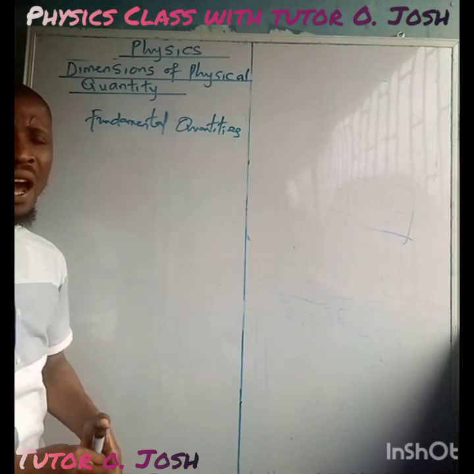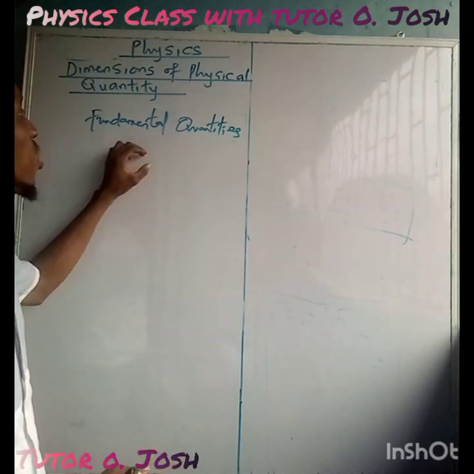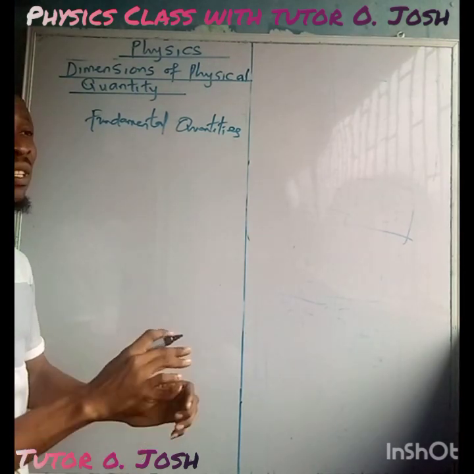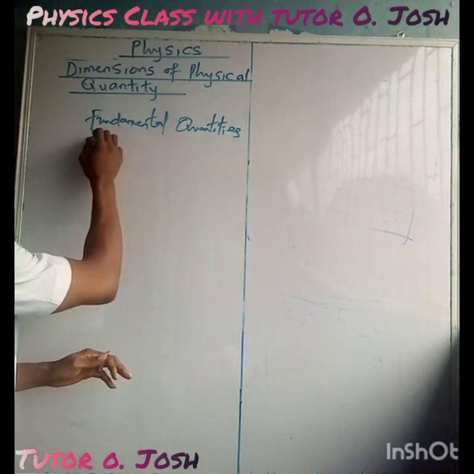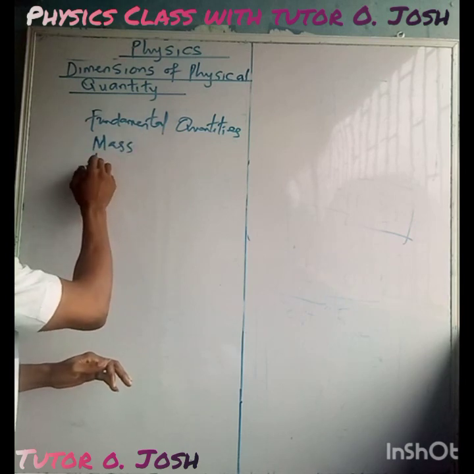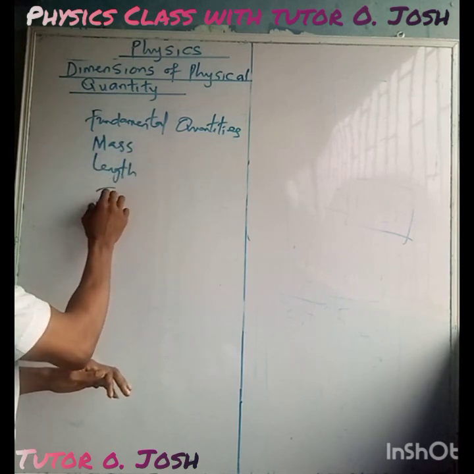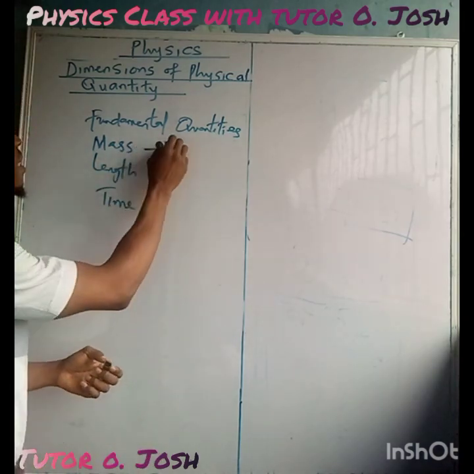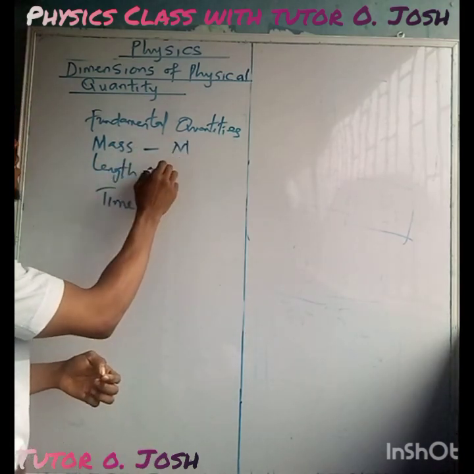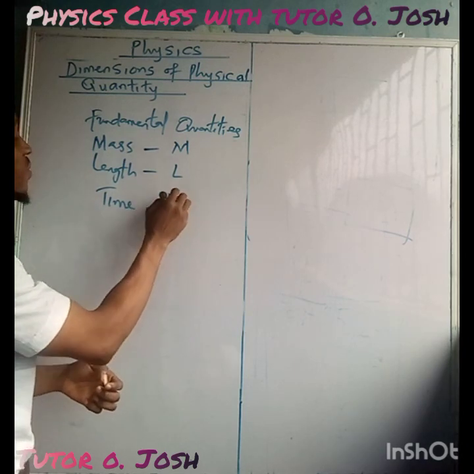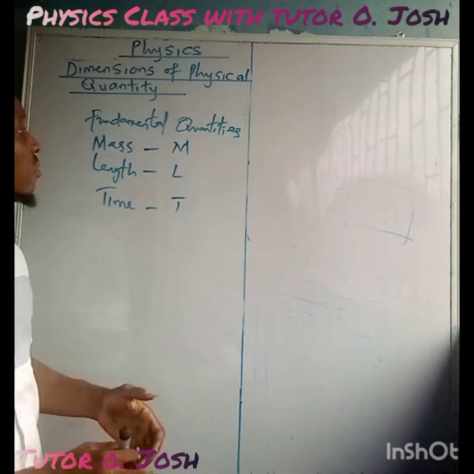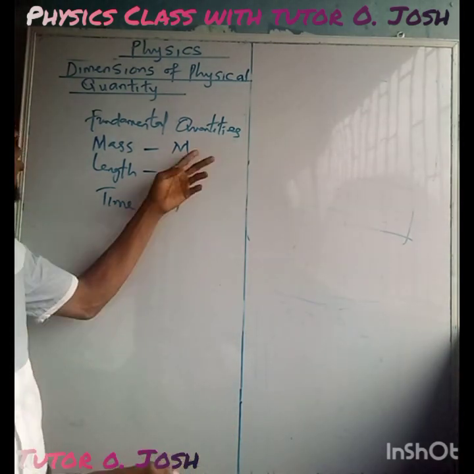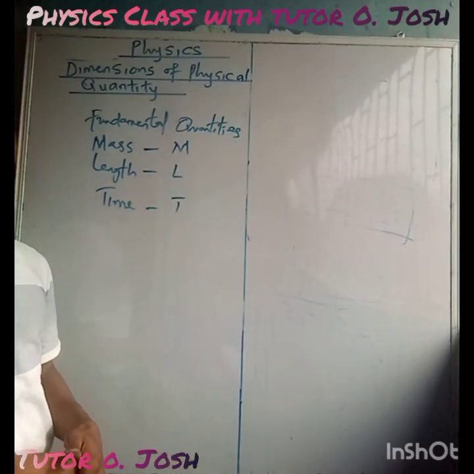These are quantities through which we have the standard unit of measurement. The three major examples are mass, length, and time. The dimension of mass is given as M, the dimension of length is given as L, and the dimension of time is given as T. So the derived quantities can obtain their dimensions through combinations of these three major fundamental quantities.